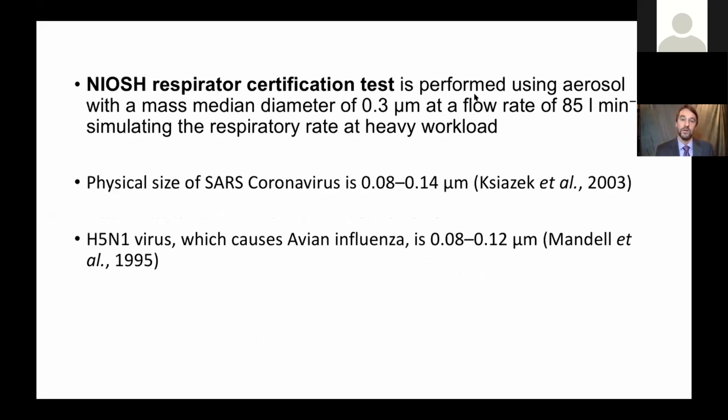NIOSH also does a respirator certification test, and they perform this using an aerosol with a mass median diameter of 0.3 microns at a flow rate of 85 liters per minute, simulating the respiratory rate of a heavy workload. That's at 0.3 microns. But let's look at the physical size of SARS coronavirus back in 2003, which is the same as COVID-19, this new coronavirus. It's 0.08 to 0.14 microns. Well, let's look at H5N1 virus, which causes avian influenza or bird flu. It's 0.08 to 0.12 microns, much less than the 0.3 microns that we use to certify the N95 respirator.